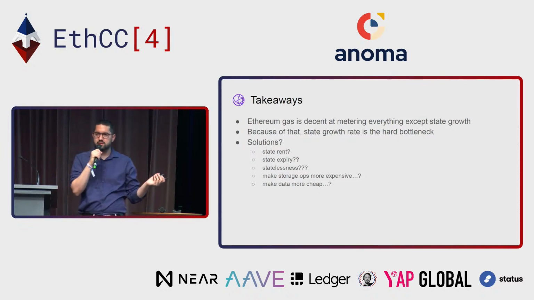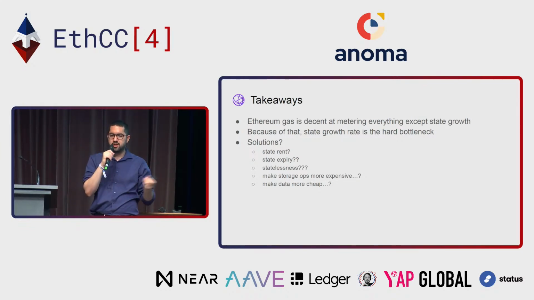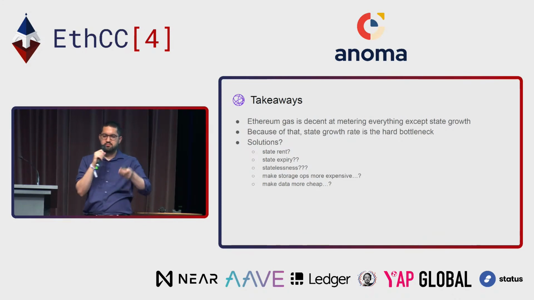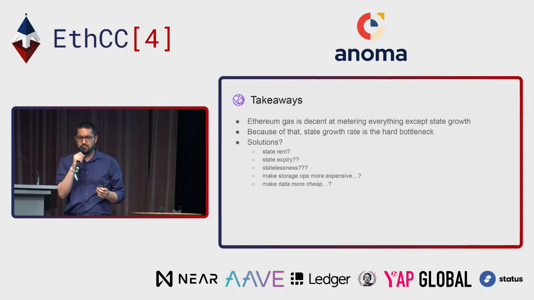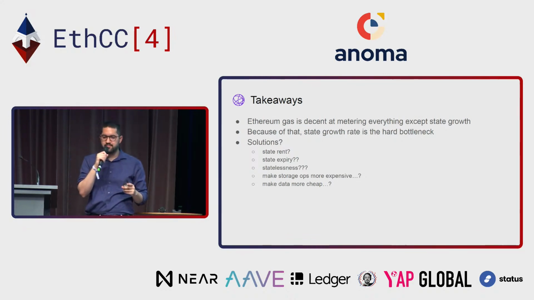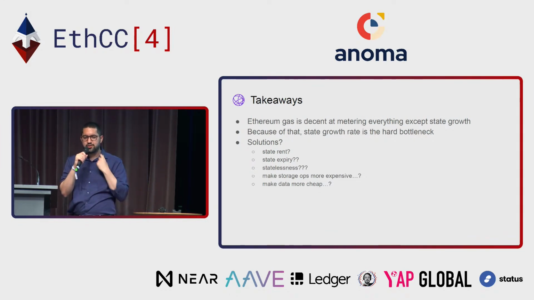Maybe you can do state rent, right? You can charge people over time for the state they use. You can do state expiry, where you make state just kind of poof, disappear after some time. You can do statelessness, which I think Piper was just talking about 2 talks ago here. Check out his talk if you're interested in the stateless Ethereum stuff that's going on nowadays. You could also do simpler stuff.